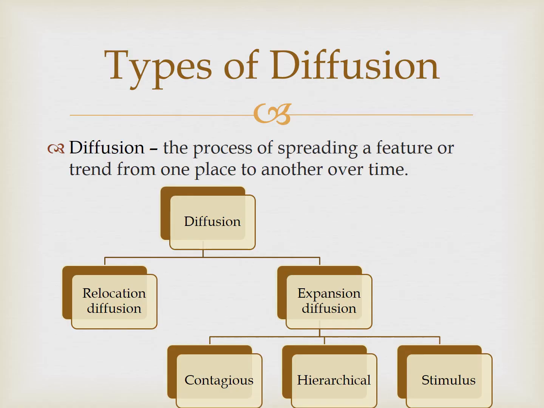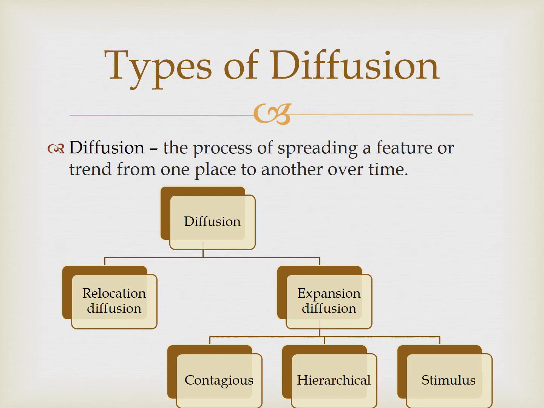So now that we know that people, goods, and ideas originate in an area called the hearth, let's talk about how they move out from that hearth. We call that movement diffusion. Here's the definition: the process of spreading a feature or trend from one place to another over time. And there are different ways that a feature or trend will spread from place to place over time.